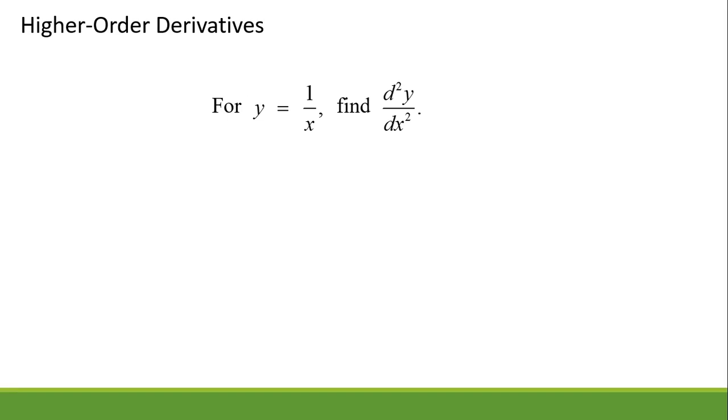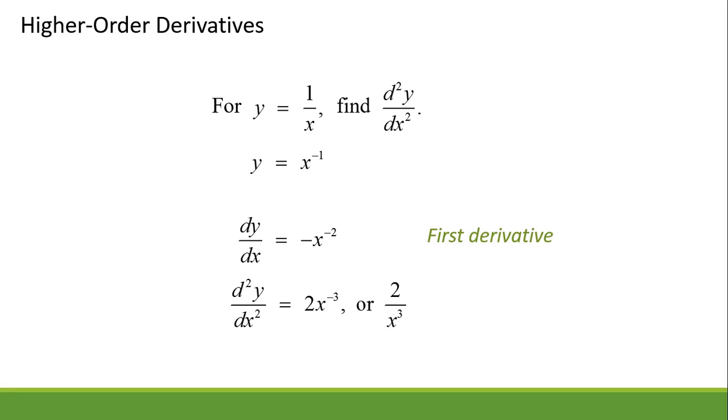Let's suppose we have a function y equals 1 over x, and we want to find its second derivative. Well, first we'll have to take the first derivative, so we'll need to rewrite the function in a way that we can use one of our derivative rules. So if we rewrite y equals 1 over x as y equals x to the negative first power, then we can use our power rule to take the first derivative. But we want the second derivative, so we'll take the derivative of the derivative, which is 2x to the negative third, or we could rewrite that as 2 over x to the third.